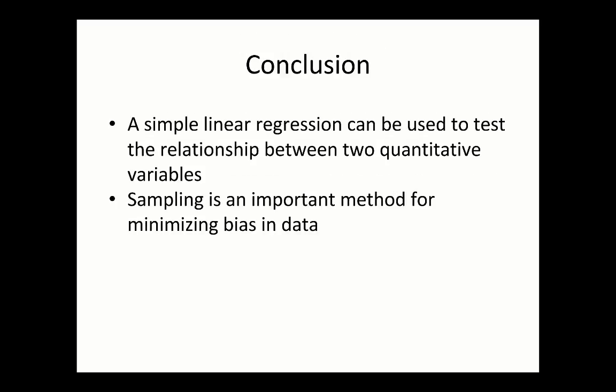In closing, a simple linear regression can be used to test the relationship between 2 quantitative variables. Sampling is an important method for minimizing bias in data. There are numerous sampling methods that can be employed. It's important to really understand these options that are available so the best method can be utilized.